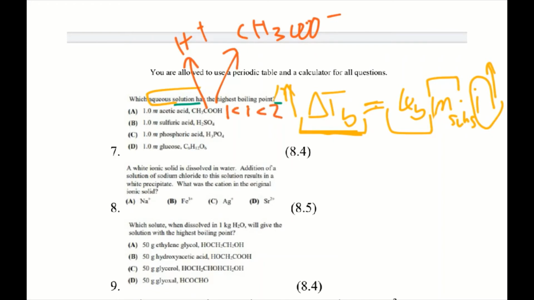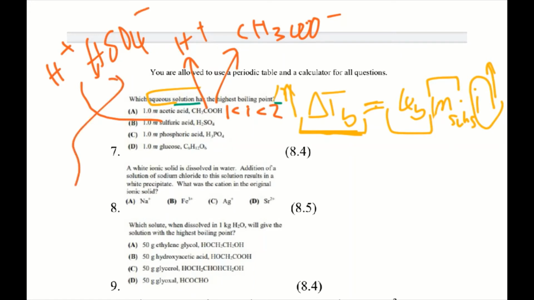Now what about sulfuric acid? Well, H2SO4 is guaranteed to split into H+ and HSO4-. So that's guaranteed 2 particles. Now, the HSO4- is a weak acid, so it will not split completely or ionize completely, so we might have some H+ and SO4 2-, but this is not guaranteed, and because of this, our i value for sulfuric acid will be between 2 and 3.